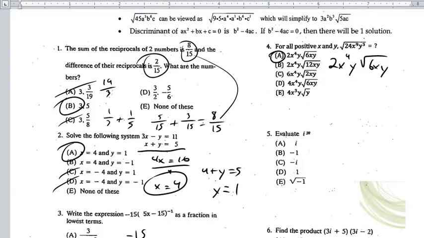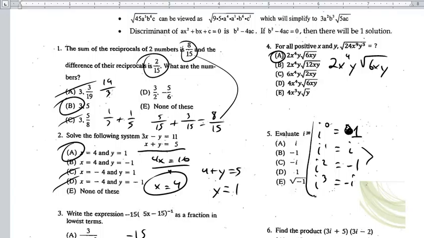All right, the next one, i to the 38th. If you guys remember, i to the 0, i to the 1, i to the 2, and i to the 3, they're all significant. Anything to the power of 0 is 1. i to the first is i, and this one's just a special case. This is going to be negative 1, and then i cubed is these two multiplied together, so that gives me negative i.